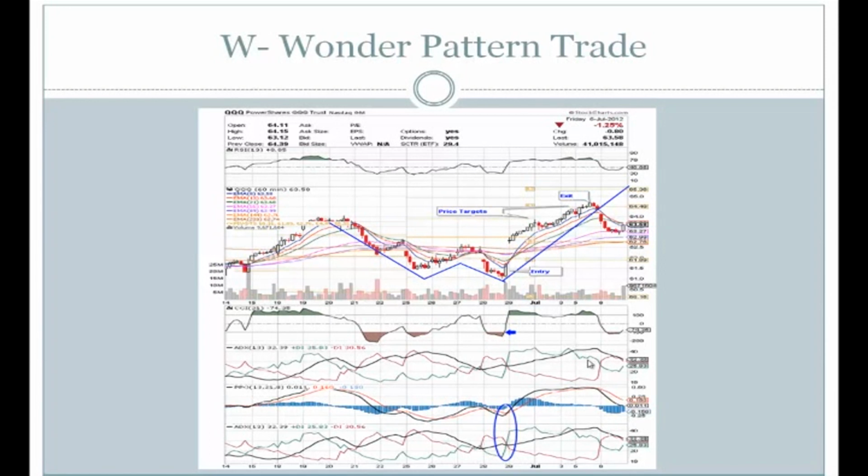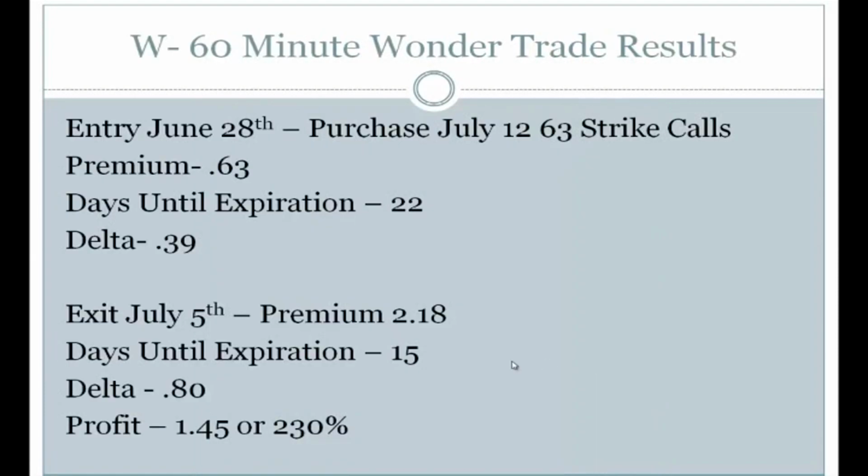So let's see how this trade played out as far as our profit. An entry on June 28th, the purchase of the July 1263 strike calls, the premium was 63 cents. There were still 22 days before expiration, and the delta was 39. On this trade, we exited on July 5th. The premium was $2.80.